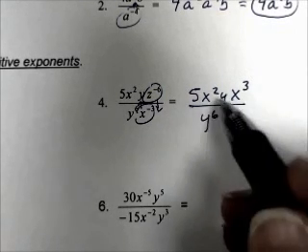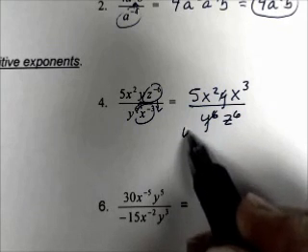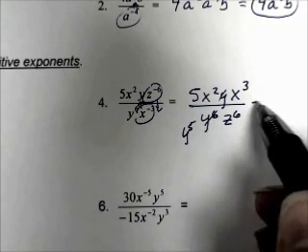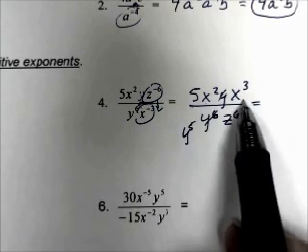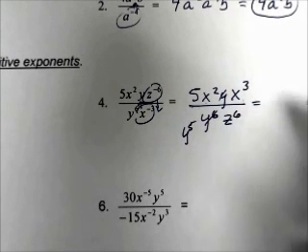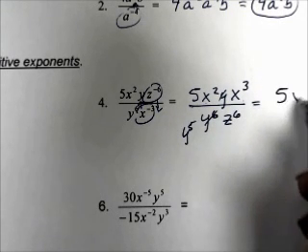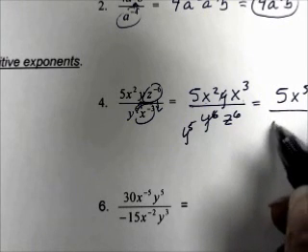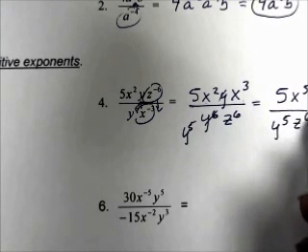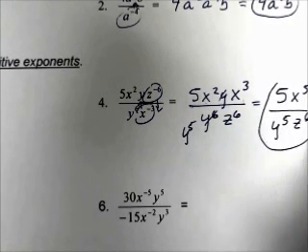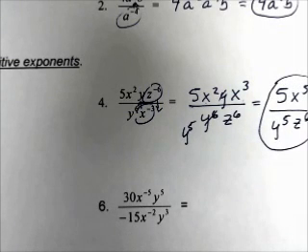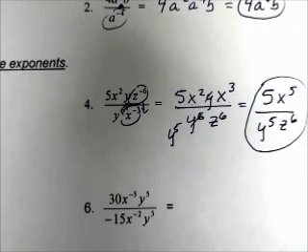The y and y to the 6 will leave me with a y to the 5th in the denominator. And then multiplying x to the 2nd times x to the 3rd is x to the 5th. So 5x to the 5th, y to the 5th, z to the 6th. There we have the expression written with only positive exponents.